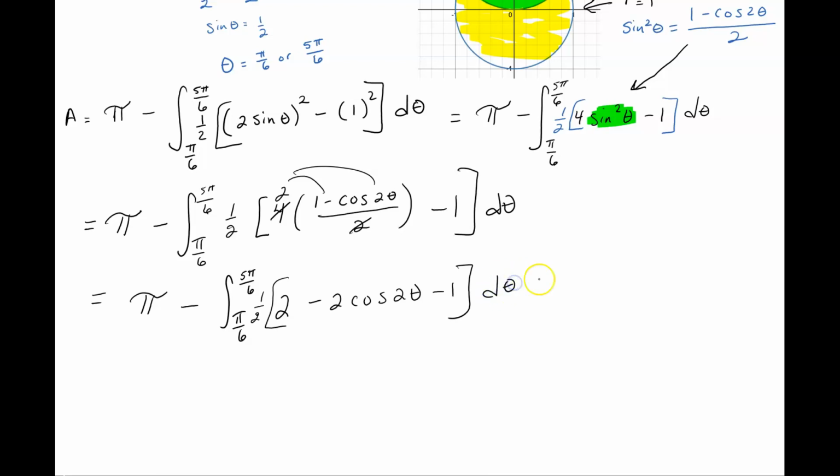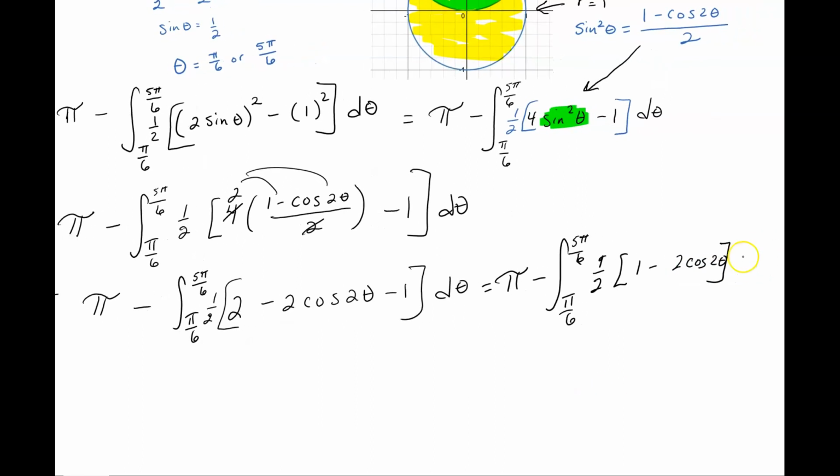And so what do I get? I have a pi minus, again, the integral from pi over 6 to 5 pi over 6. It almost sounds like a broken record. We keep rewriting these things. We're going to have a 1/2 in the front, then 1 minus 2 cosine of 2 theta, and d theta. All right, there we go.